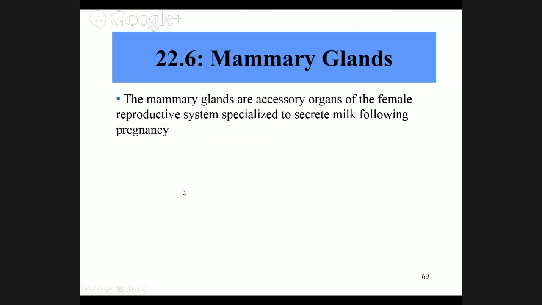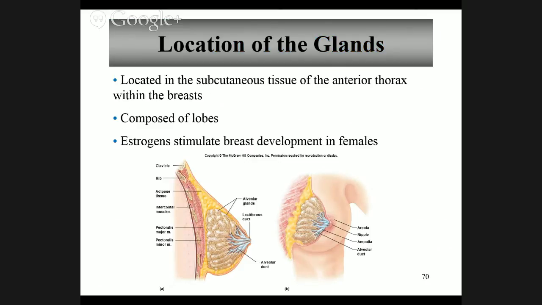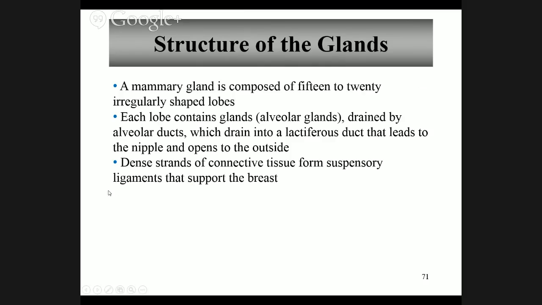The mammary glands are accessory organs of the female reproductive system, specialized to secrete milk following pregnancy. Here's the location of the glands. And the structure: 15 to 20 irregularly shaped lobes, with alveolar glands drained by alveolar ducts, which drain into a lactiferous duct that leaves the nipple and opens to the outside. Dense strands of connective tissue form suspensory ligaments that support the breast.